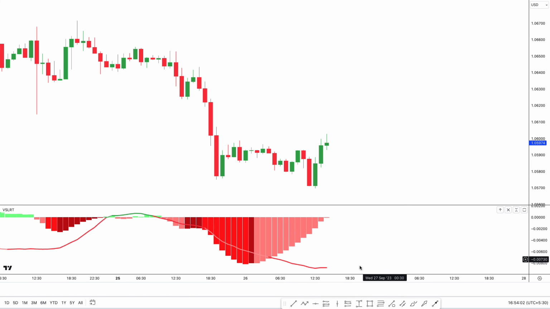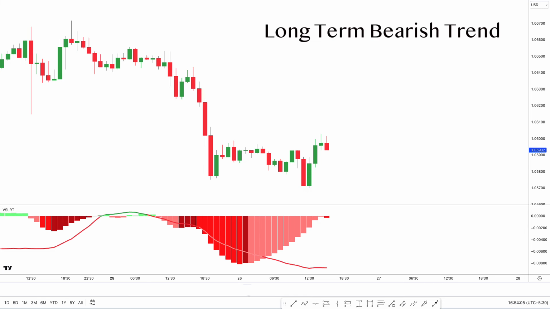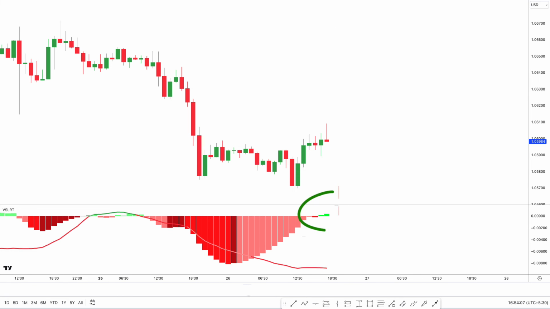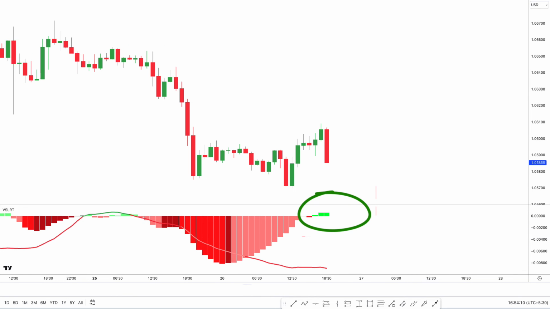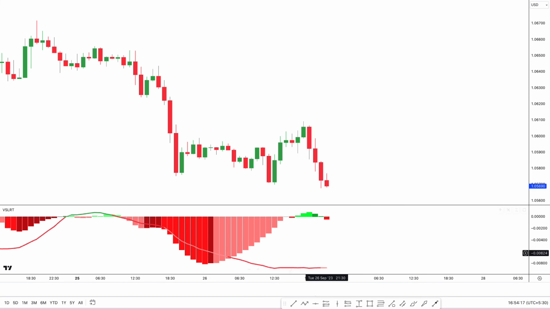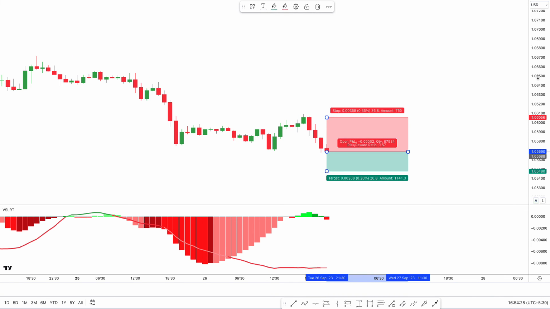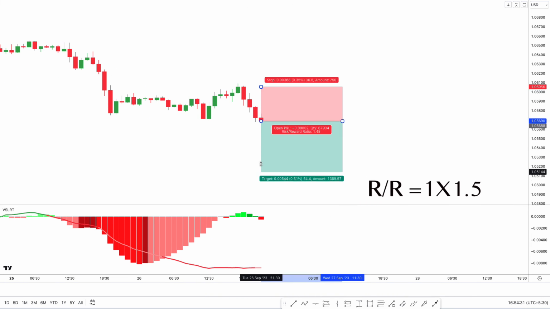So as you can see, the oscillator was colored red, indicating a long-term bearish trend. Then the histogram changed color from red to green to indicate a market pullback, and then from green to red to confirm the end of that pullback. And then at the end of the pullback, the oscillator was also colored bright red. Now enter a short position here. And stop loss is recent swing high or target is 1:1.5 risk to reward ratio.